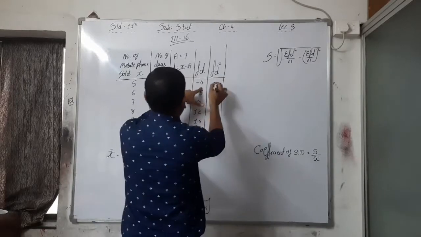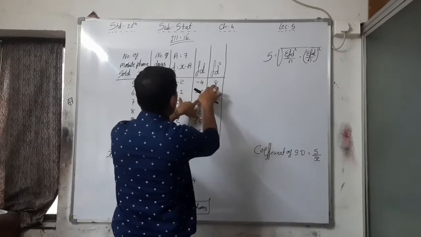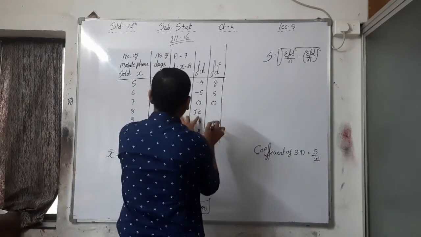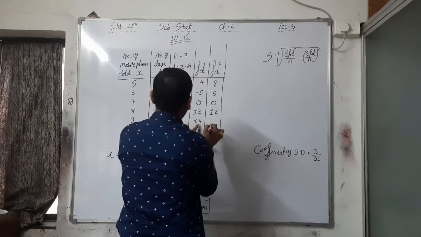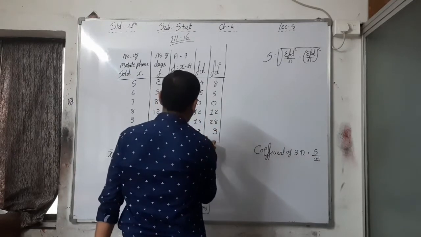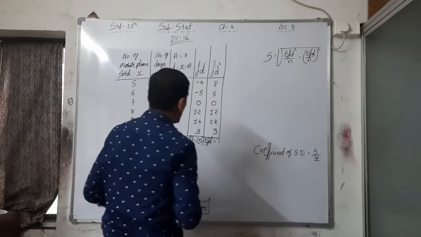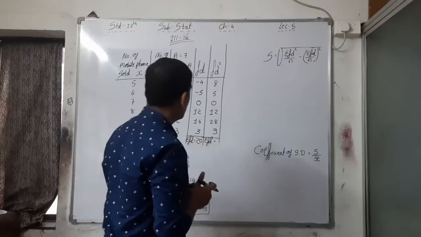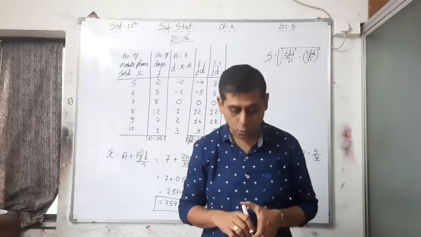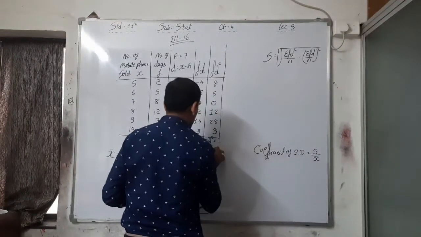Okay, so 4 2s are 8, 5 1s are 5, minus minus plus, minus minus plus, 0, 12 1s are 12, 14 2s are 28, and 3 3s are 9. Make the total. Sigma fd square is equal to what? 62, right? It is 62.